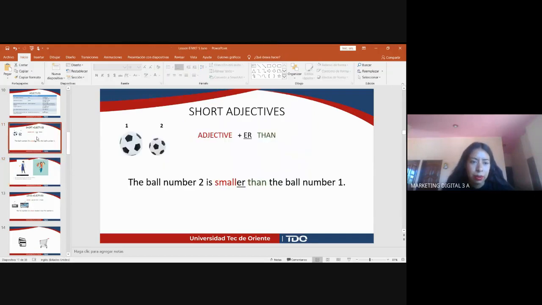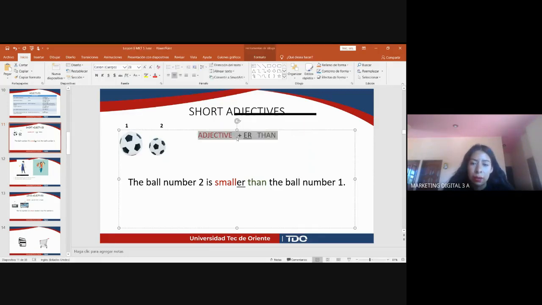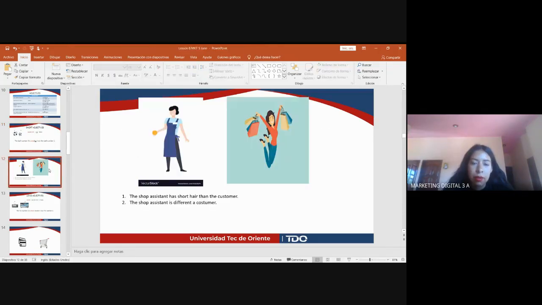So let's go back to the example. The ball number 2 is smaller than the ball number 1. Esa es la comparación. La pelota número 2 es más pequeña que la pelota número 1. That's why we are using than and the adjective. Entonces, ¿qué nos falta aquí? The shop assistant has short hair than the customer. The shop assistant is different a customer? No. You need to check those sentences.